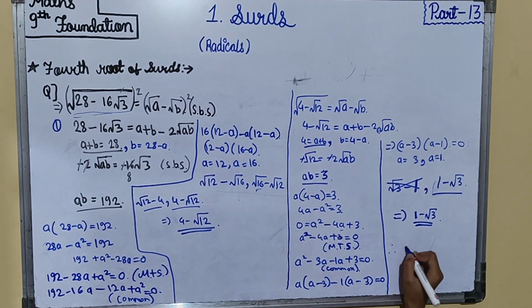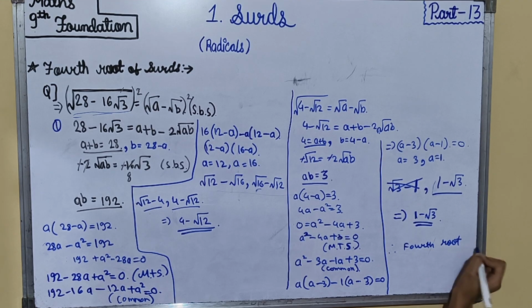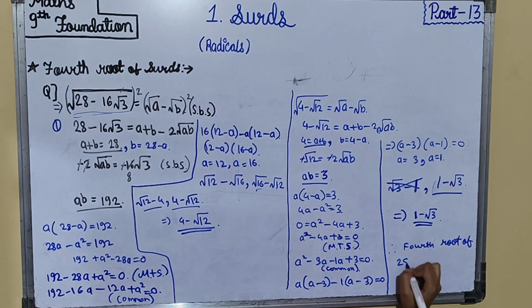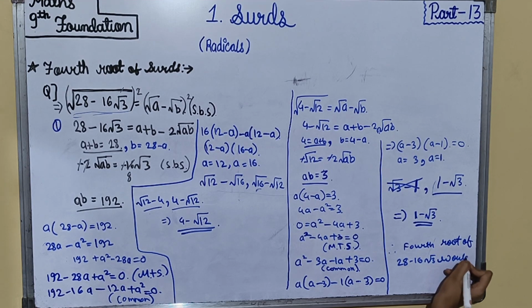We'll write fourth root of 28 minus 16 root 3 would be 1 minus root 3. Like this, I hope you have understood this question of finding the fourth root. Now we will see a bit tricky questions which are too easy but new for us.